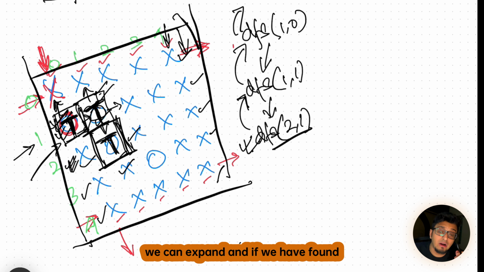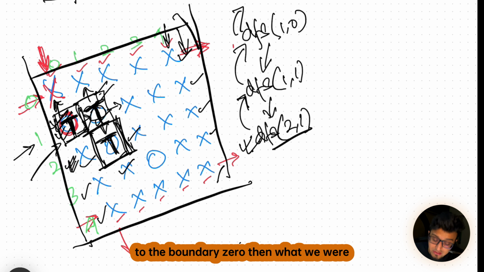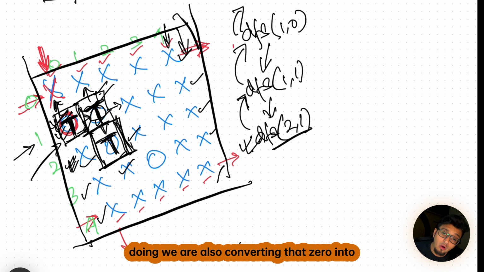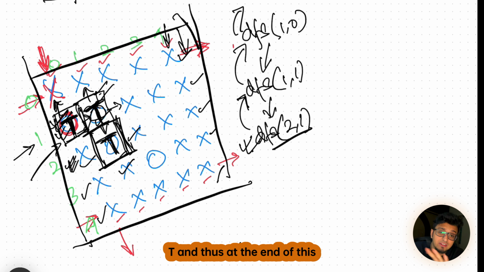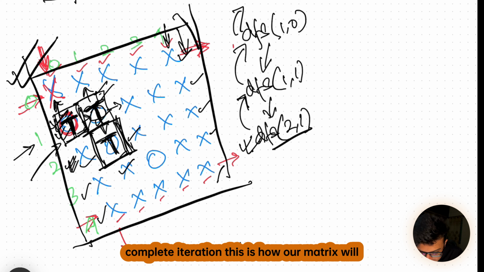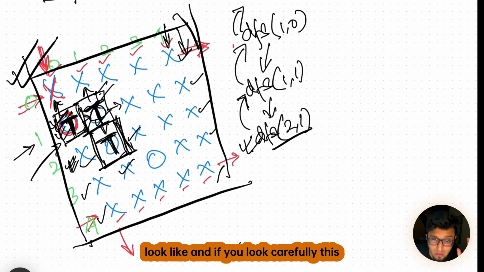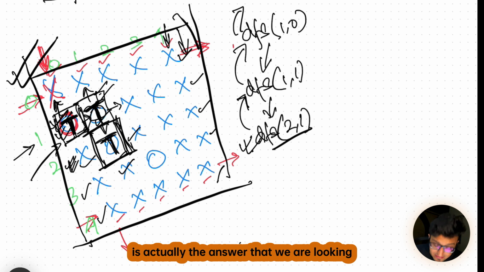And if we have found any region of zeros that are connected to the boundary 0, then what we were doing, we are also converting that 0 into T. And thus at the end of this complete iteration, this is how our matrix will look like. And if you look carefully, this is actually the answer that we are looking for.